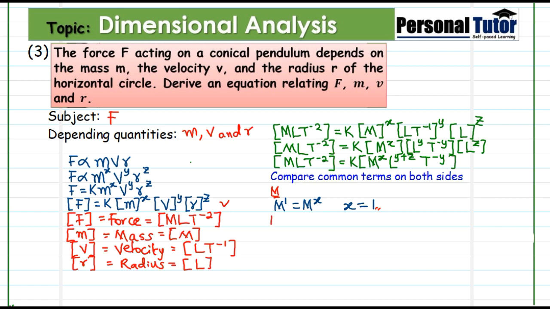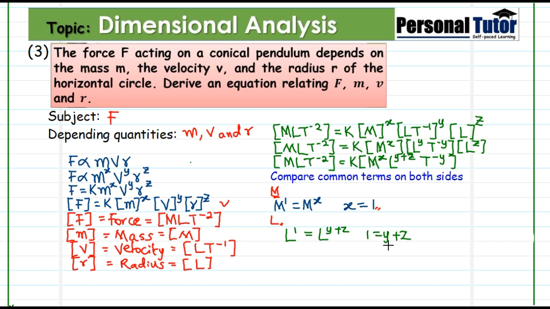Let's compare the L on the other side. On the left hand side, L carries a positive 1, but on the right hand side, it is L carrying y plus z. This translates into an equation like 1 is equal to y plus z. Great.